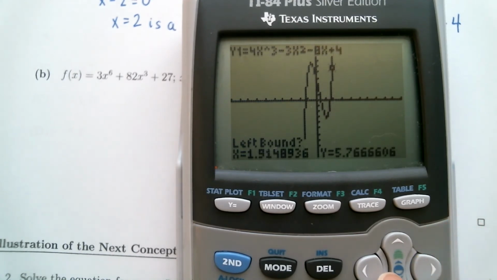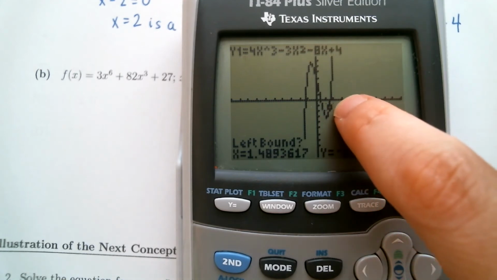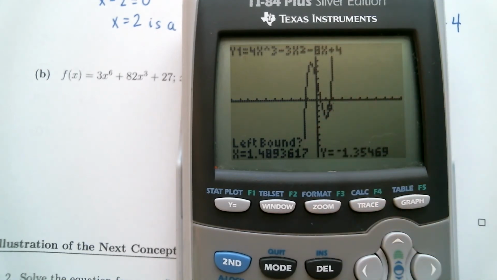It wants you to pick a spot to the left of this intercept right there. So I'm going to move the cursor to that and hit enter. Then it wants something to the right of it, so I'm just going to move up here, hit enter. For guess, just hit enter. And it's going to land on that x-intercept.